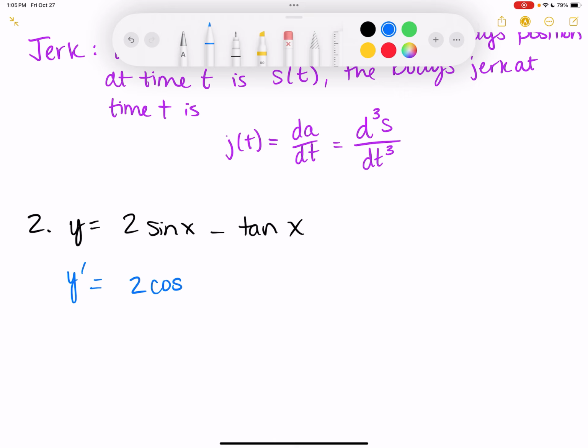And then minus, what is the derivative of tangent of x? Secant x squared. Or secant squared x, yeah. Secant squared of x, and you're done.